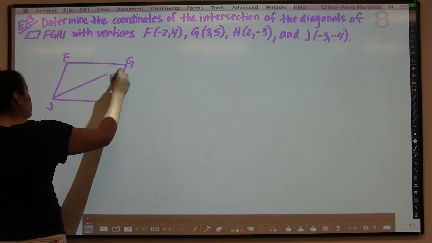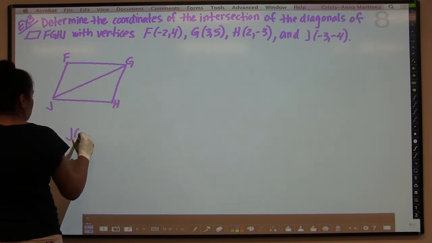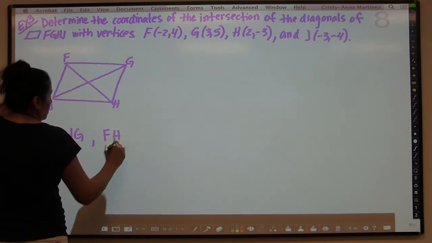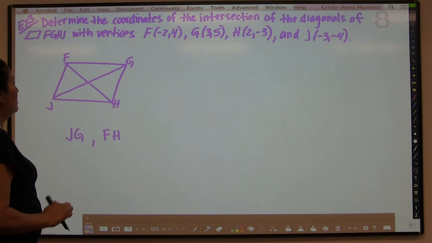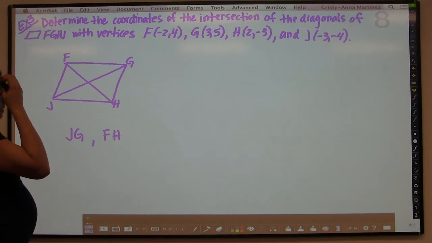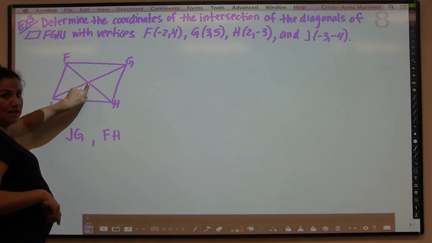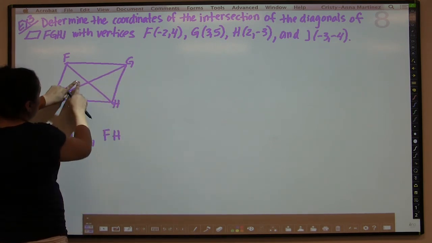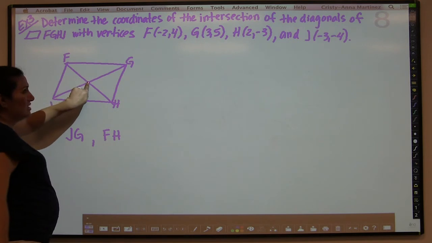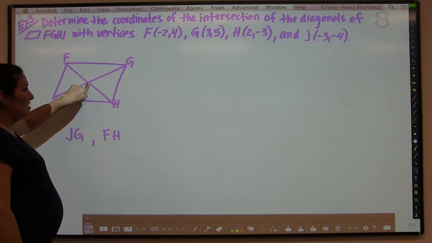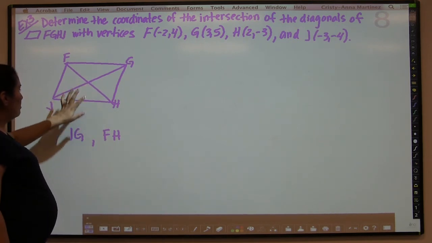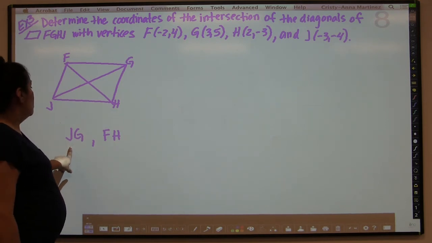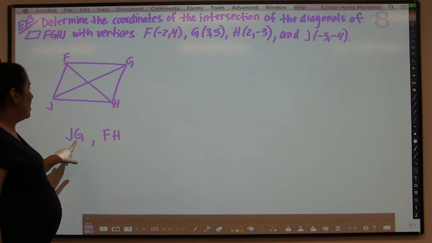And so my diagonals are going to be JG and FH. That's important because to find the coordinates of the intersection of the diagonals, we know that they're supposed to bisect each other. So what I'm trying to find is the midpoint of JG and the midpoint of FH, and they should be the same midpoint because they're supposed to bisect each other. The reason why I'm drawing the diagram is so I can see which ordered pairs I'm supposed to be using. So the first thing I want to do is find the midpoint of JG.